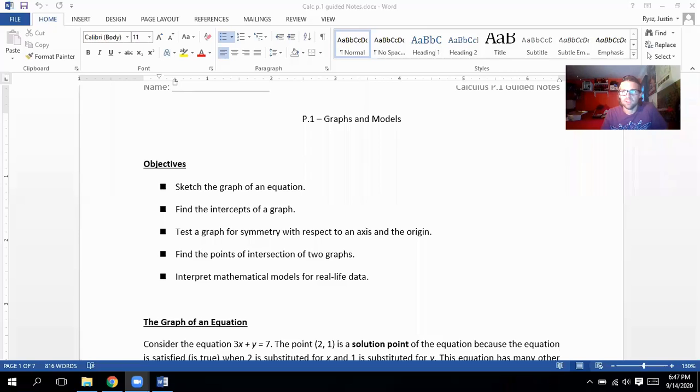I'm recording this again because the first time I recorded, I noticed the screen annotations never saved. So let's go ahead and get this started. We're going to start with the Chapter 1 notes and begin here.